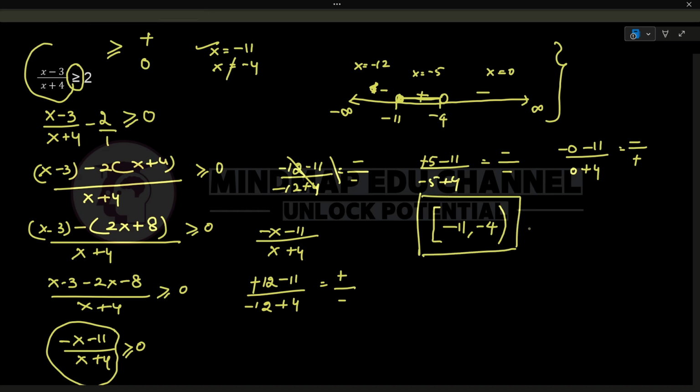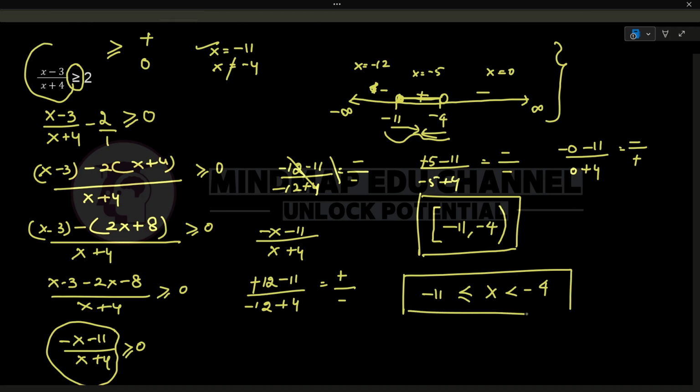Now let's write for the inequality notation. Now see this section. Here our x is greater than or equal to minus 11, and it is less than minus 4. Clear? Fine. Let's move to the next example.